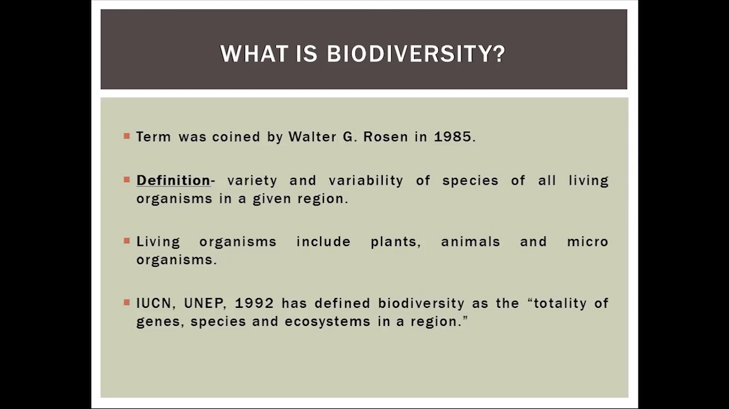And variability means that in a given space, in a given region, there are different habitats or ecosystems. So, in those ecosystems, the species of plants and animals that are found are different. And also, some species are seasonal, like some plants and frogs. They are active during a particular season, or they are found in large numbers during the particular season. So, the variety and variability of species of all living organisms, which includes plants, animals, and microorganisms, is known as biodiversity.